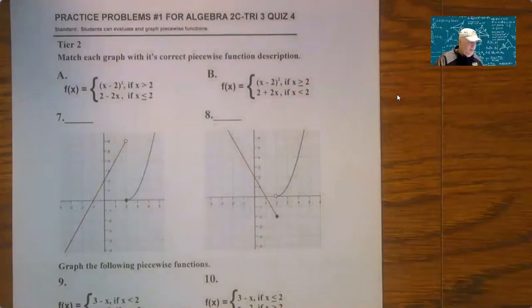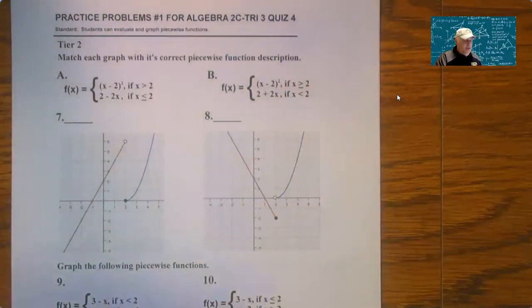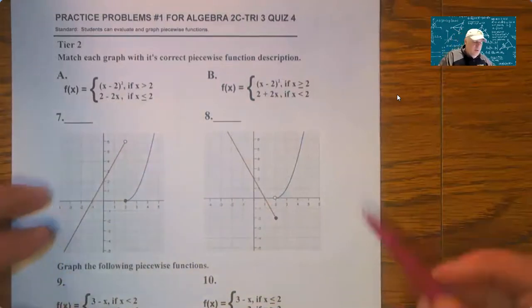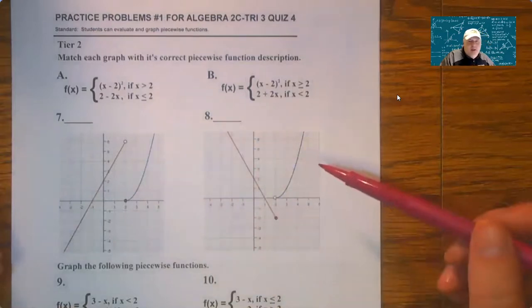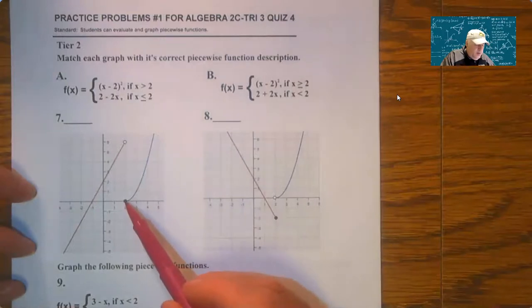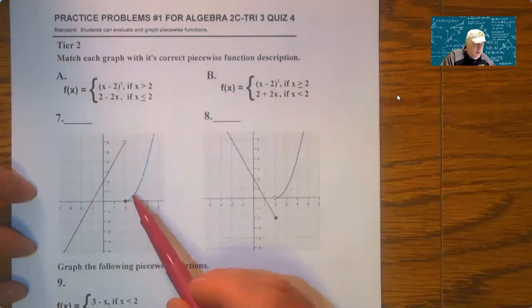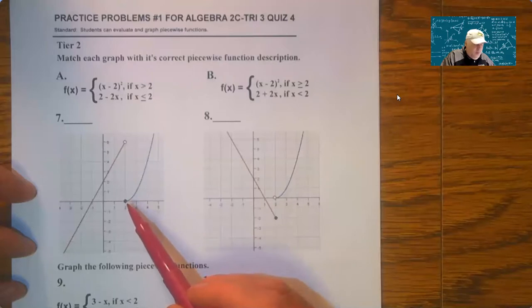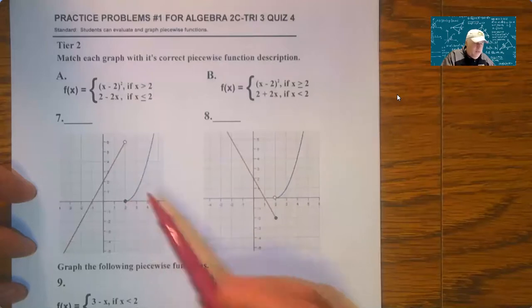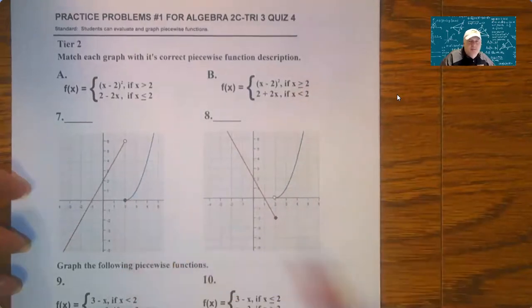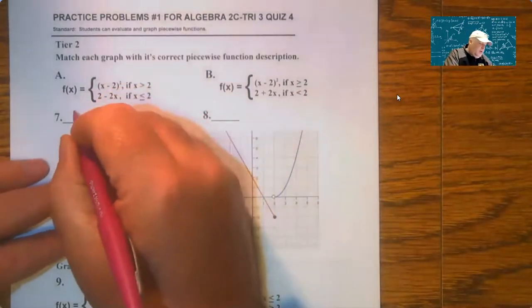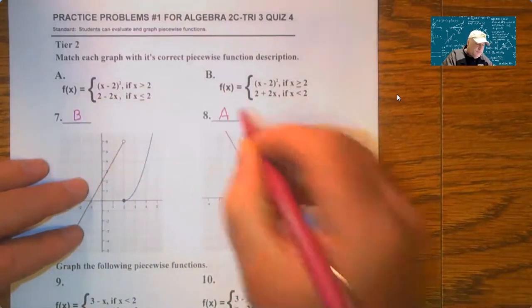Okay, a page that probably looks a lot scarier, but it's not too bad. So one thing you can do is, know that this is the quadratic function, and a little common sense does go a long way. So we're including the endpoint of 2. So it's like a greater than or equal to 2 for the quadratic function. So I know b, because it's greater than or equal to 2 here, we're including 2. I know b has to go here.